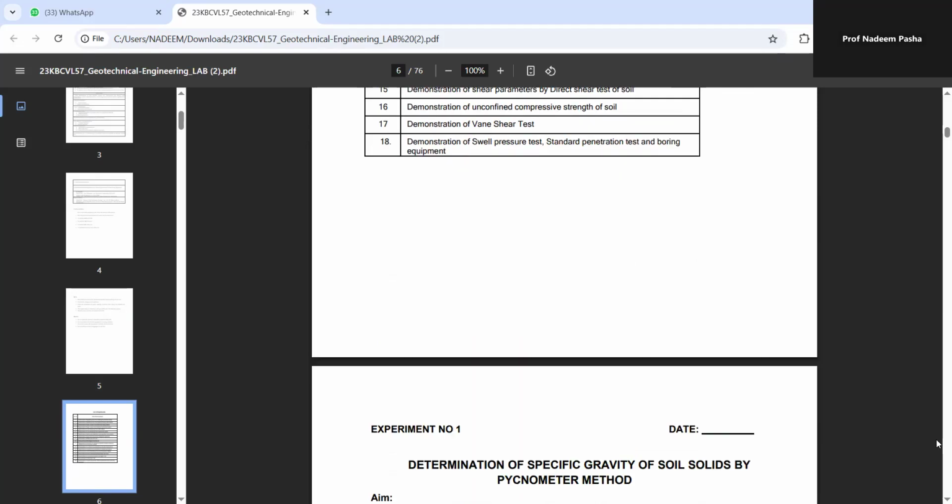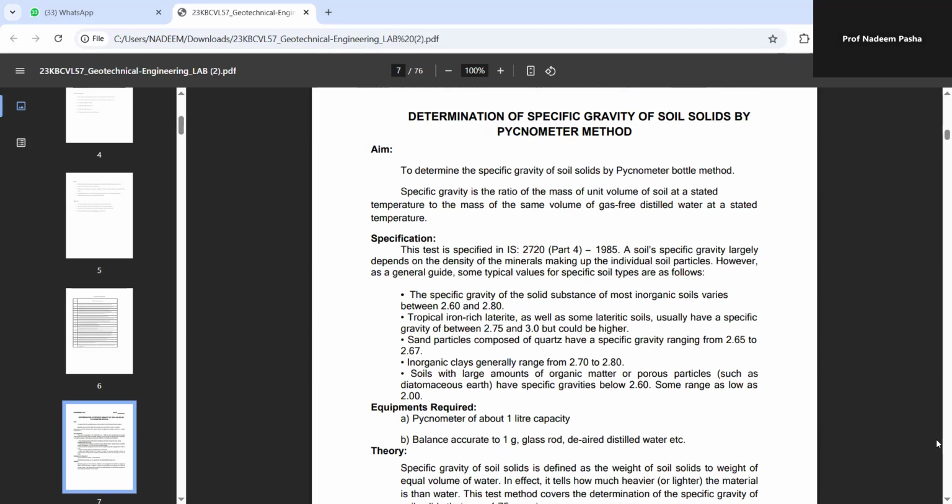Demonstration of swell pressure test, standard penetration, and boring test. Depending upon the availability of your labs, you can carry out the various experiments. Remaining experiments can be kept for demonstration purpose only, if it is not in working condition.